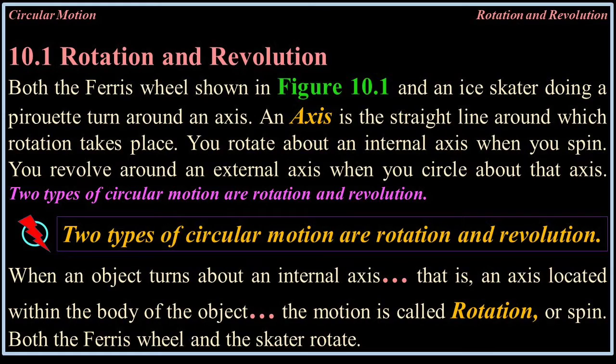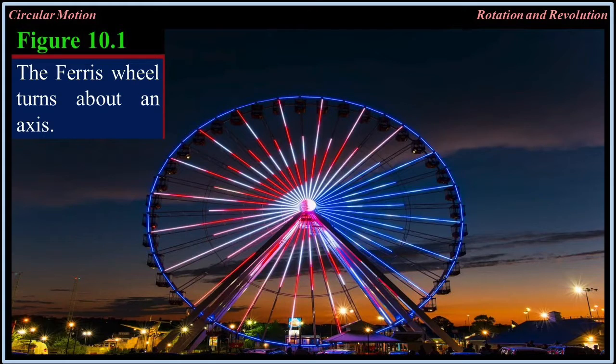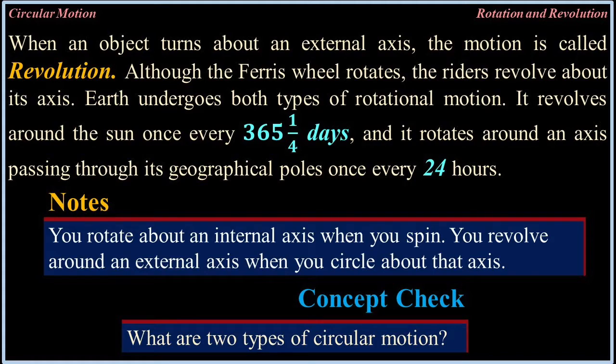When an object turns about an internal axis, that is, an axis located within the body of the object, the motion is called rotation or spin. Both the Ferris wheel and the skater rotate. Figure 10.1, the Ferris wheel turns about an axis. When an object turns about an external axis, the motion is called revolution. Although the Ferris wheel rotates, the riders revolve around its axis.